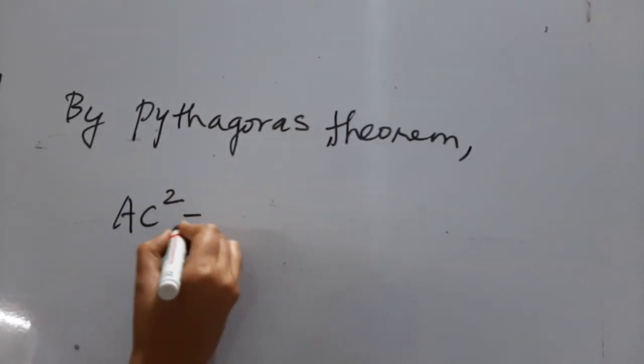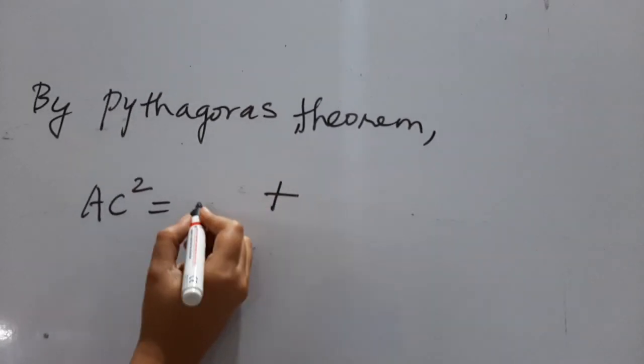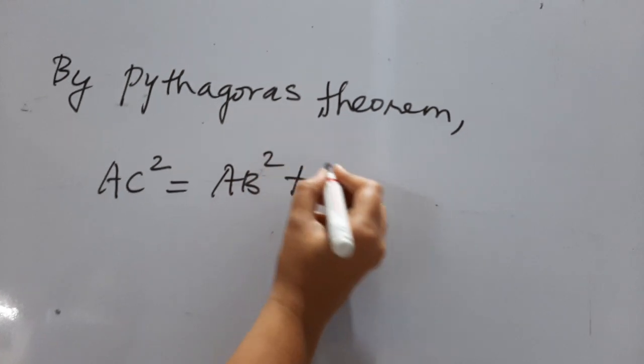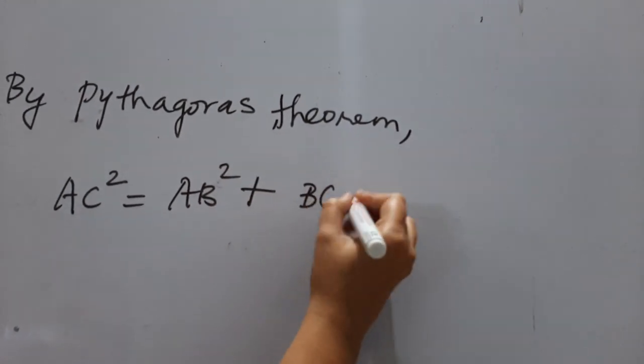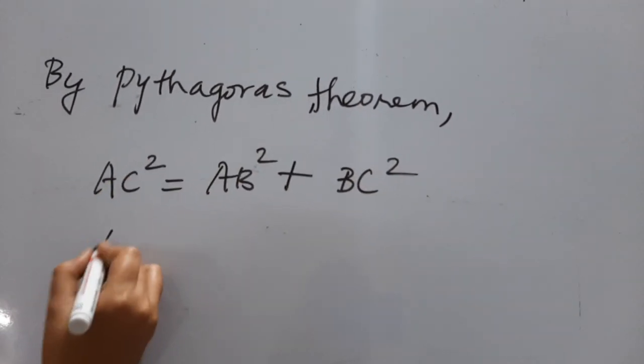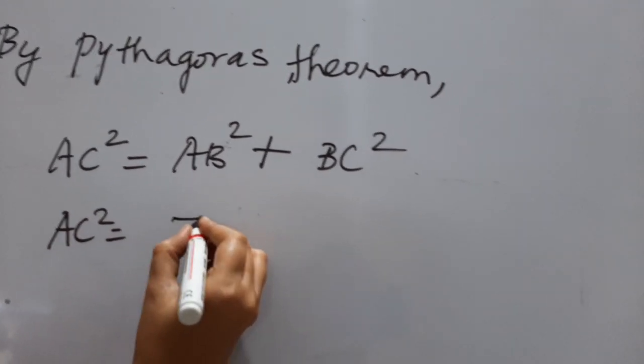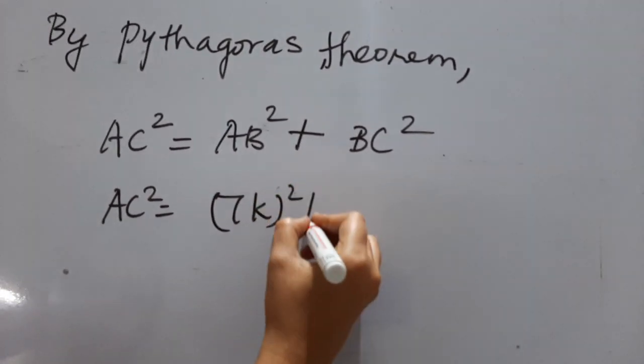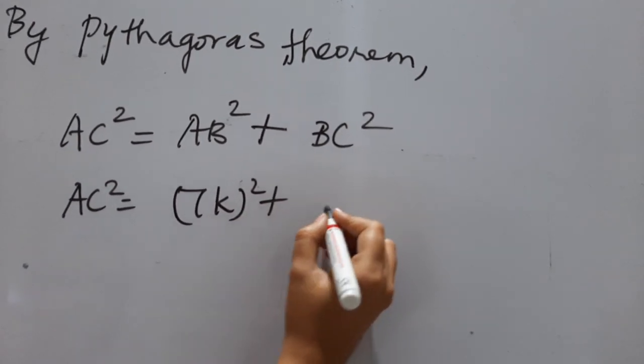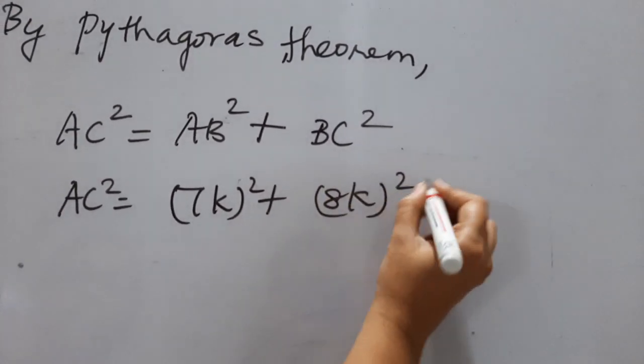Hypotenuse squared is equal to the sum of the squares of the height and the base. So here we want to find the hypotenuse. What is AB square? AB value is 7k, the whole square. And what is BC square? That is 8k, the whole square.